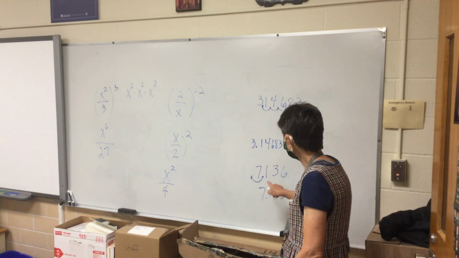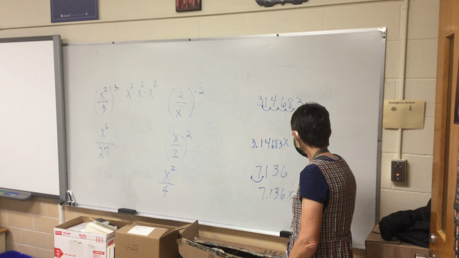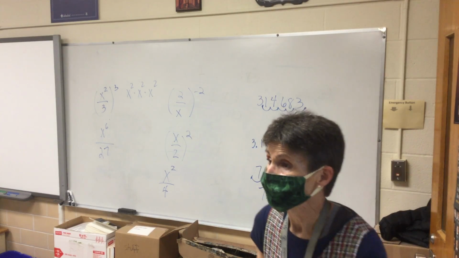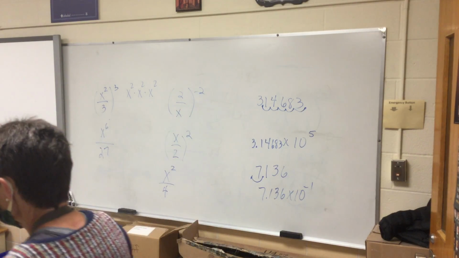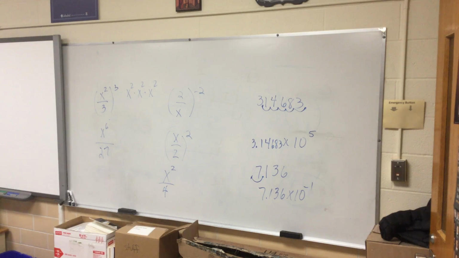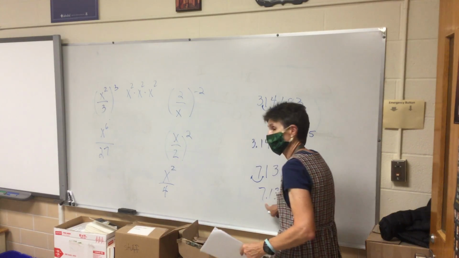But since this number is tiny, its exponent has to be negative. The rule actually says if you move the decimal point to the right, you're going to have a negative exponent. I can never remember that rule, so I just remember if it's a small number, the exponent's negative. If it's a big number, the exponent is positive. 7 point. The number has to be between 1 and 10 when you write this in scientific notation.